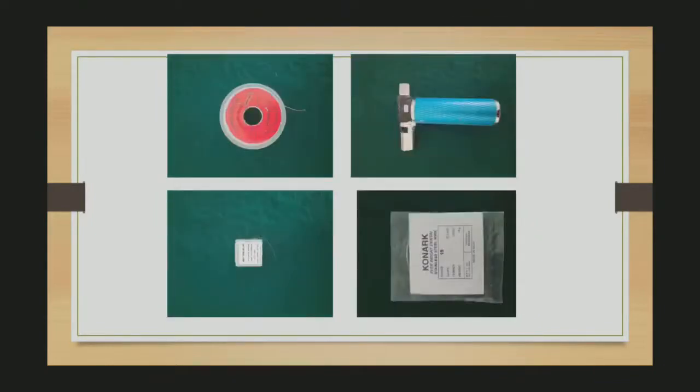This is silver solder. Along with this, there will be flux, which we use for soldering purposes. This is the orthodontic torch, which aids in the soldering mechanism. This is the band material which we use. Then this is the stainless steel wire for loop formation.